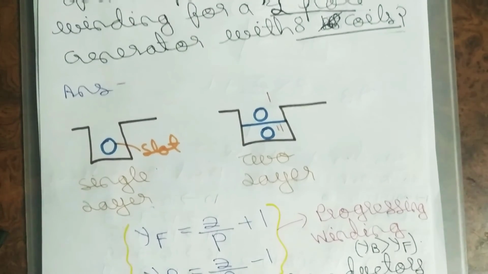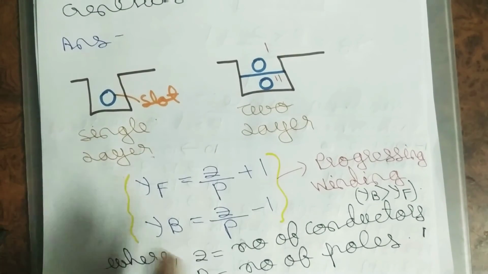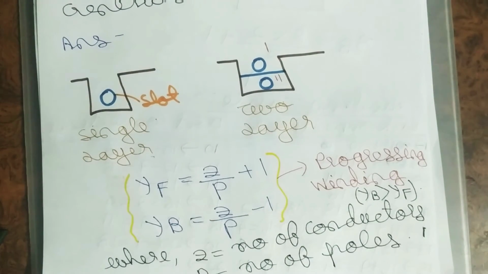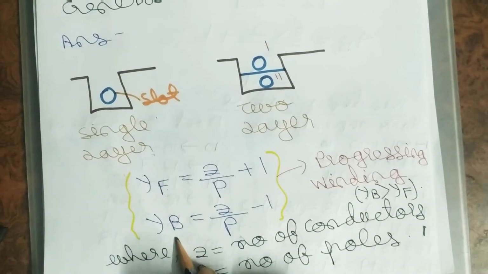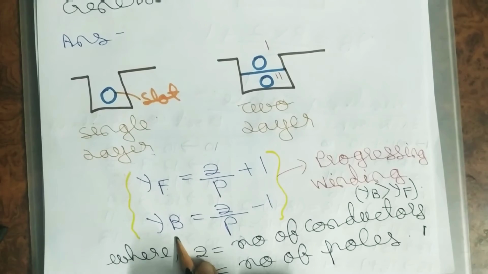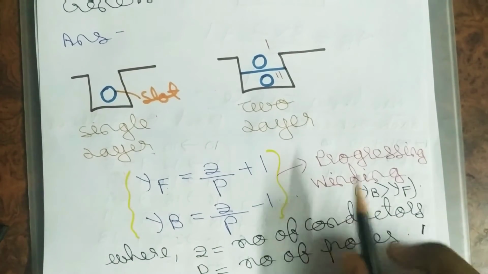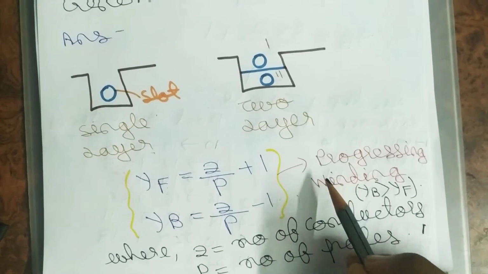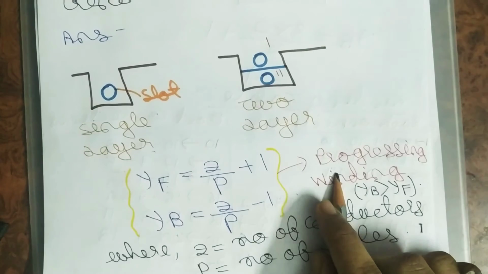Now for constructing the winding table, you need to know these two formulas, because this is the formula for front connection and this is the formula for back connection. And these two formulas are applicable for only progressive winding. So there are two types of winding. One is progressive winding, another one is retrogressive winding.